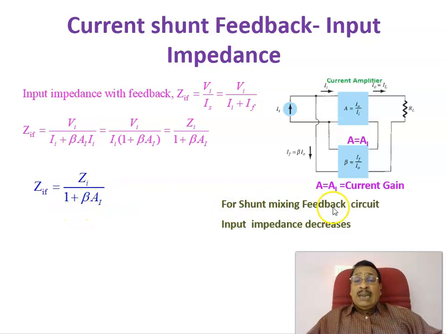So for shunt type of mixing in the feedback circuit, the input impedance decreases. Generally, if the mixing is series, the input impedance is increasing, and if the mixing is shunt, the input impedance is reducing. That is for a negative feedback circuit. Therefore, the input impedance decides whether mixing is series or shunt. It does not depend upon the sampling.